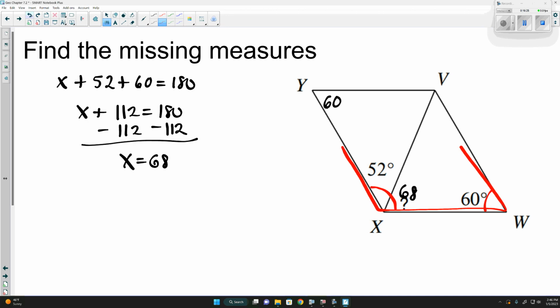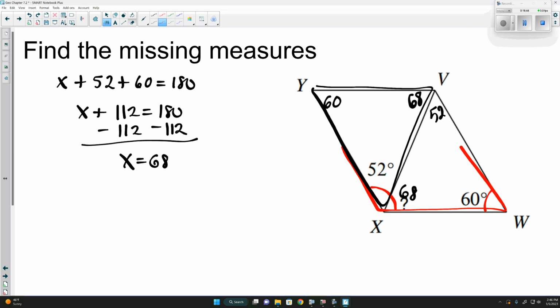Because we find the missing measures. So we could find it, it's not too bad. Because we could find the whole angle, but we also... It's just like the same. Yeah. So what would this one be? 68, and this is 52.